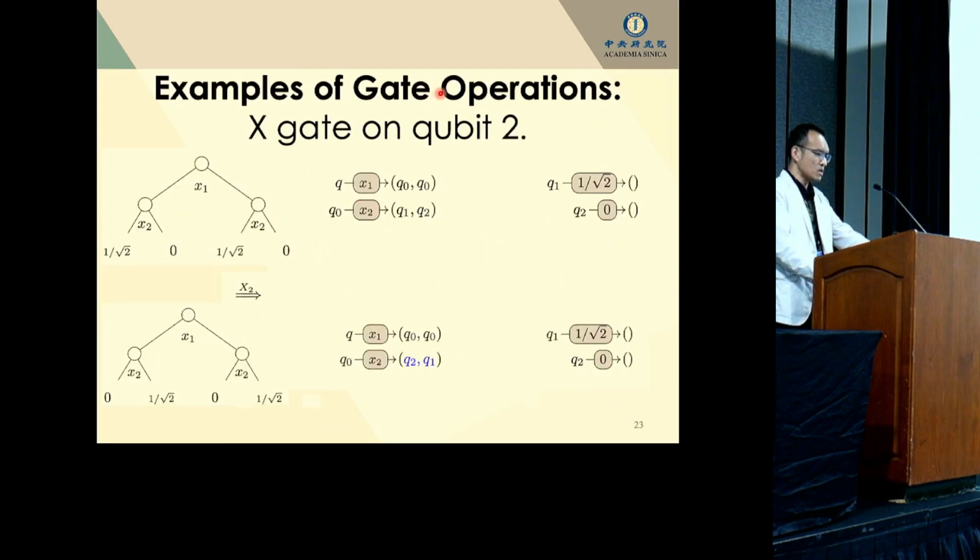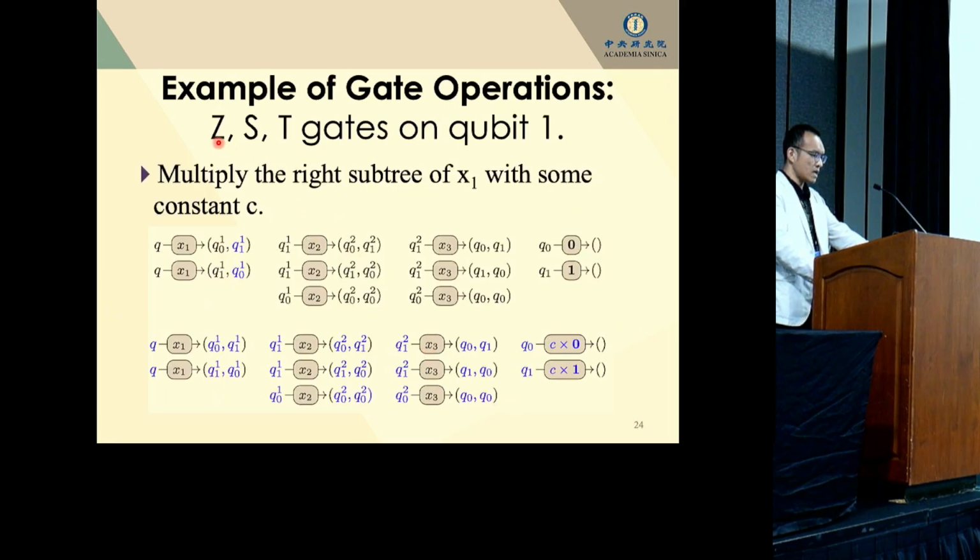And gate operation can be just tree automata transformation. For example, for the X gate, the way to implement it is I just make a swap. If I want to apply the negation gate on the second qubit, to swap the left and right tree, I just change the left and right node following the same qubit. So here I just change 1, 2 to 2, 1. This is simple. The other kind of gate is the Z, S, T gate. What they do is multiply the probability of some subtree with some constant.